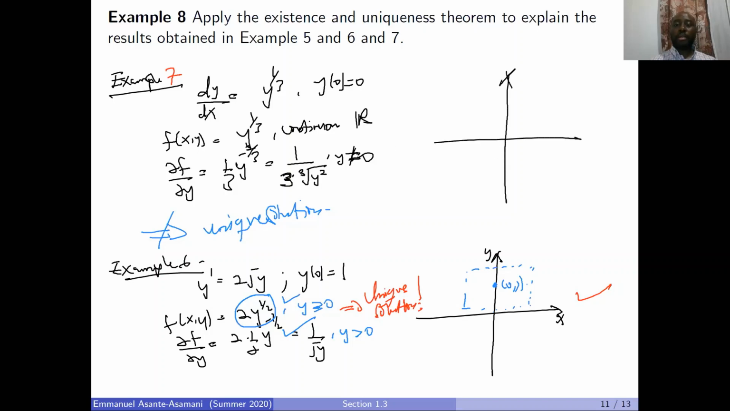But our initial point is the origin, which has a y value of 0. And so clearly this partial derivative is not continuous at the origin, and so it cannot be continuous in any neighborhood of the origin. And so for that reason, this condition is not satisfied, and we don't get a unique solution. There's no unique solution, which explains why we had 2 solutions in that example.